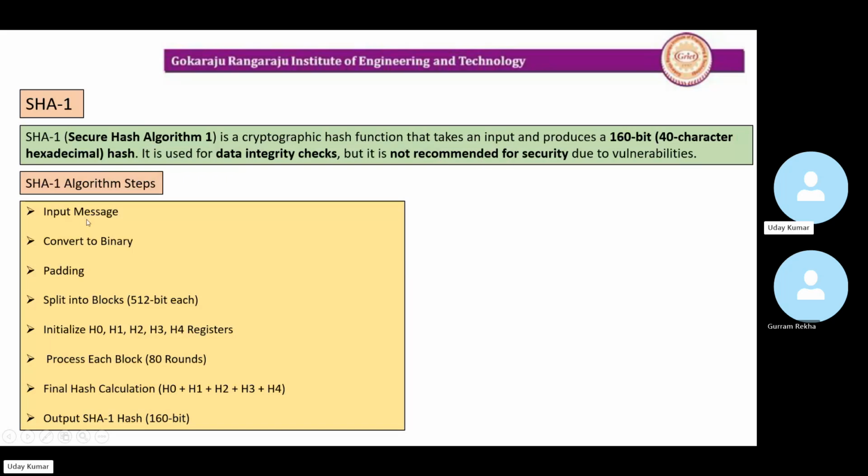So you take the input message, convert that to binary, pad it and split it into 512-bit blocks. It looks similar to MD5, students. Initialize H0, H1, H2, H3, H4. Here you initialize A, B, C, D, and process each block for 80 rounds, whereas MD5 has 64 rounds. Finally, in MD5 you add A plus B plus C plus D. Here you are adding H0 plus H1 plus H2 plus H3 plus H4. So finally, you are going to get a 160-bit SHA-1 hash.